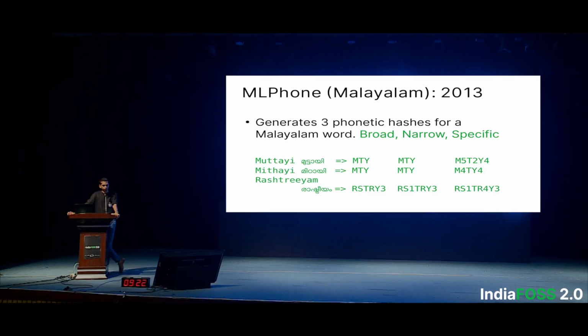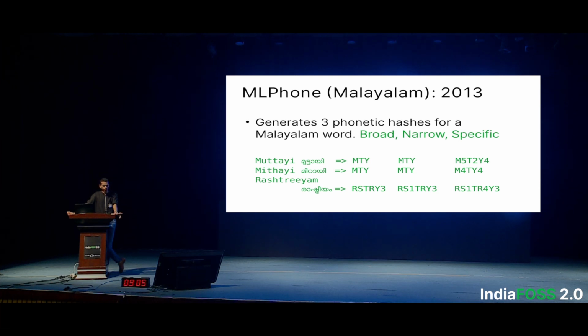So I borrowed heavily from the philosophy of Metaphone, its peculiarities, some of its quirks, how it works really, and came up with a very creatively named MLPhone, Malayalam phone. And unlike Metaphone, it generates 3 hashes. So I have 3 examples here.